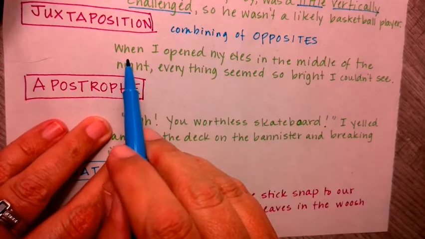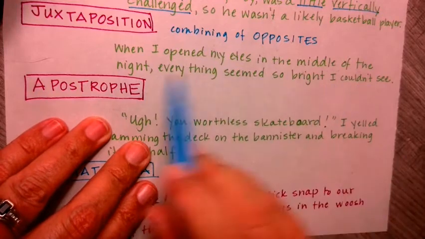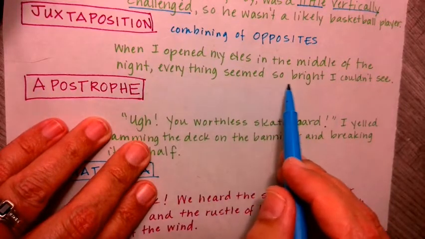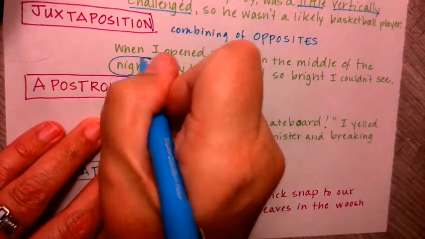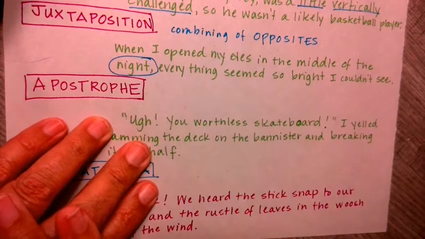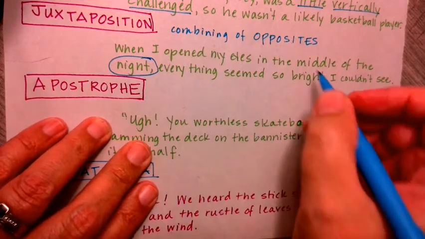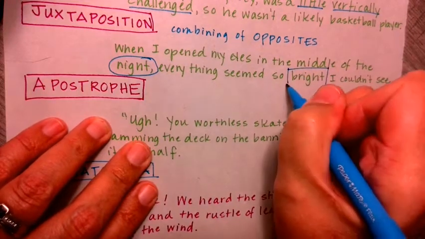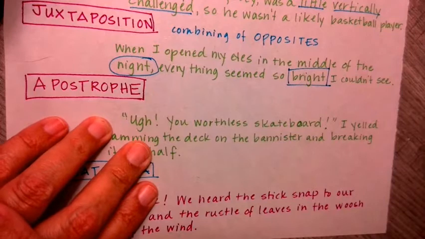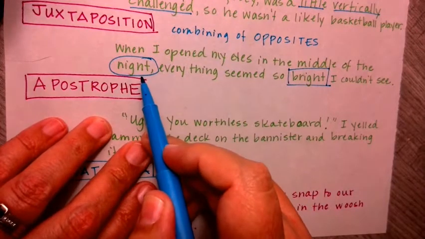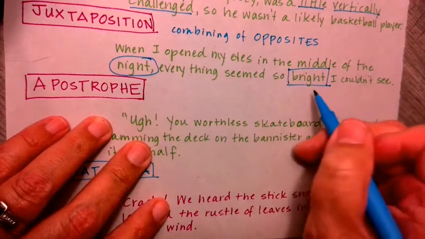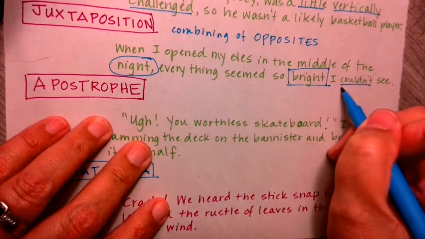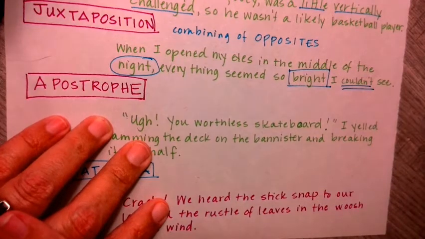So here's a sentence. When I opened my eyes in the middle of the night, everything seemed so bright I couldn't see. So night tells us that things should be dark, right? But we juxtapose it with this word bright, and it makes it more intriguing. So night, we picture darkness. Bright, we picture light. And so it was so bright that they couldn't see. So that's another juxtaposition. So combining of opposites.